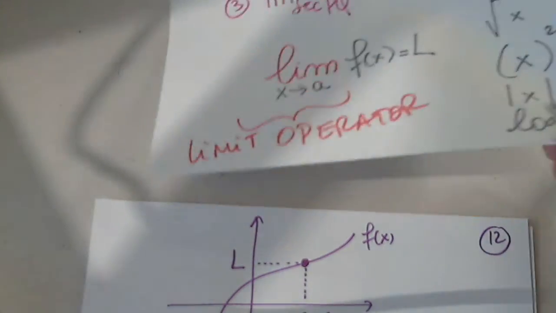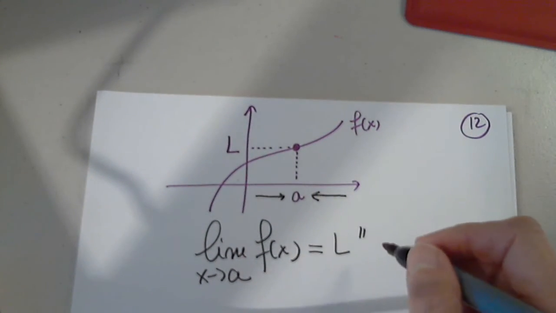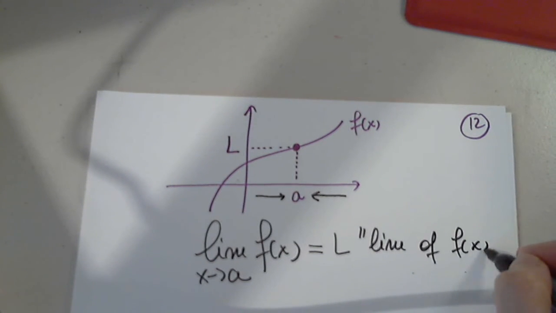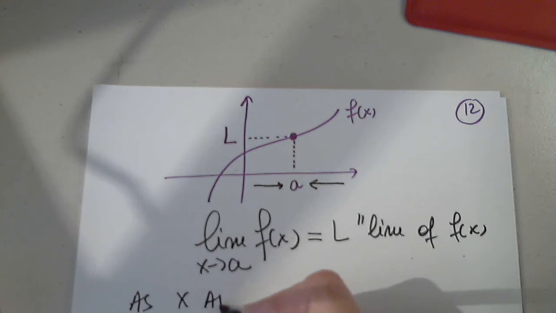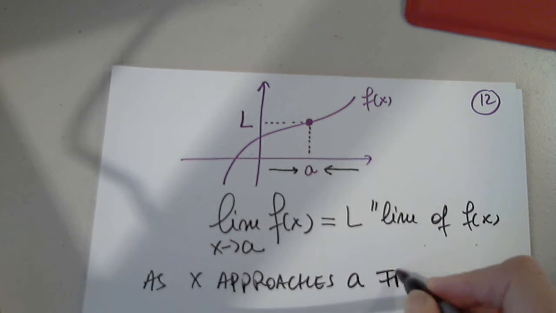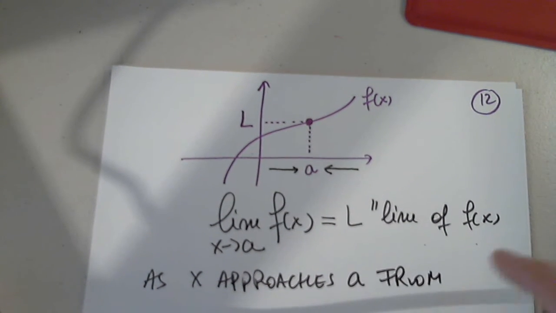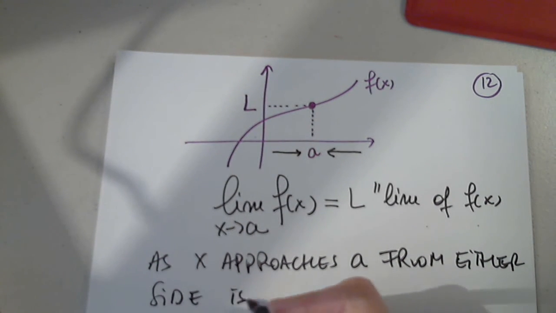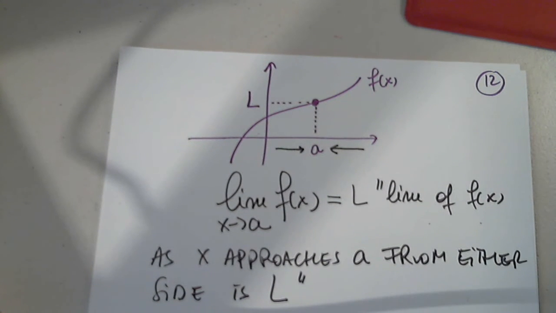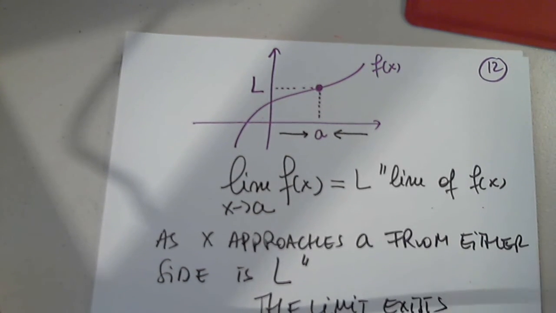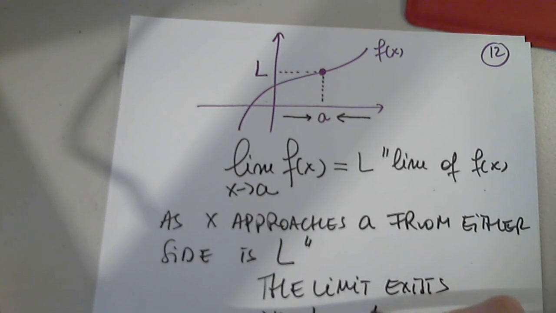So in words, and then I'll come back to write that. In words, the limit of f of x as x approaches a from either side, very important, from either side, is L. The limit exists if L equals a number.